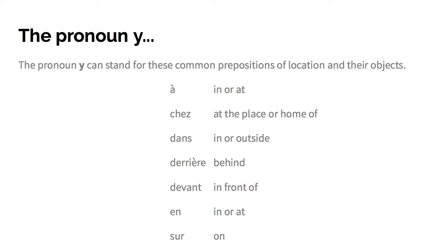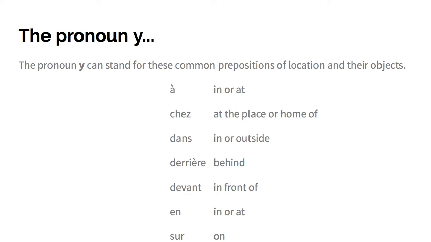The pronoun Y can stand for these common prepositions of location and their objects. These are things you would want to look out for. À is in or at. Now, it's important to be very careful because we also have à plus a person, which changes to lui, and à plus people, which changes to leur. And then you have the à moi, à toi, all of those things. In this instance, you want to make extra sure that your à is followed by a location, like à Paris, in Paris, or à ma maison, at my house.